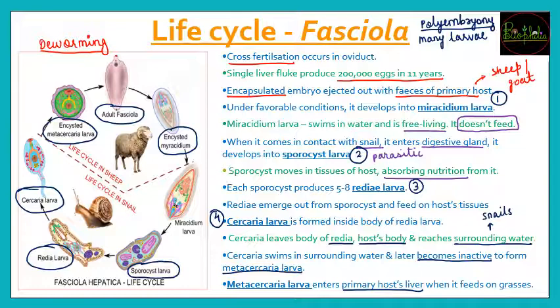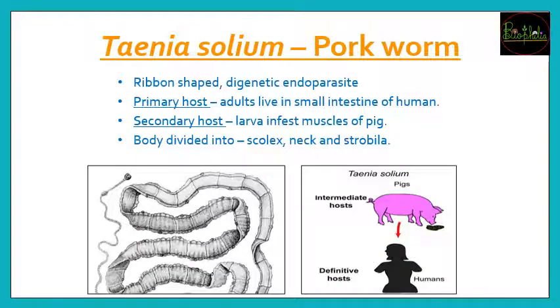So I hope with the short notes and the diagram you could understand the life cycle of fasciola or the liver fluke. Now moving with the next important example, that was about Taenia solium. So Taenia solium, that is pork worm. That pork is regarding the pig. So pig के जो fats होते हैं, the pig का जो meat होता है, that is called as pork.